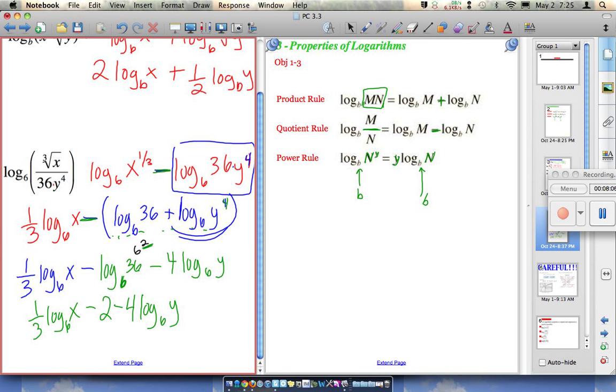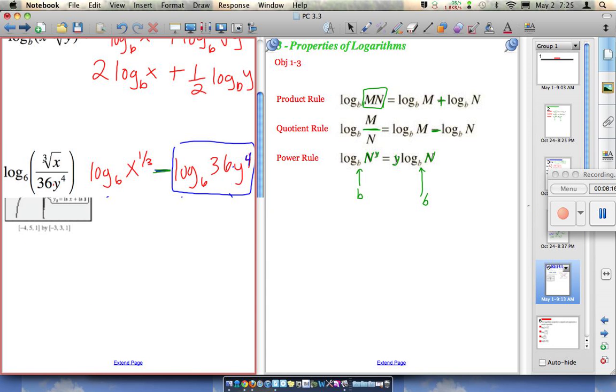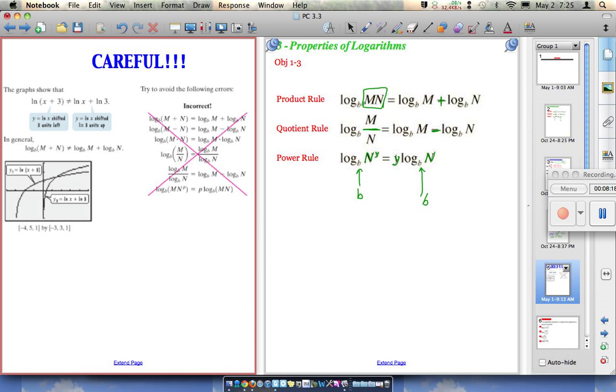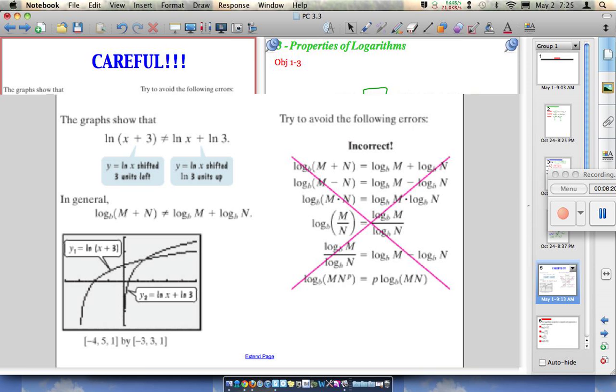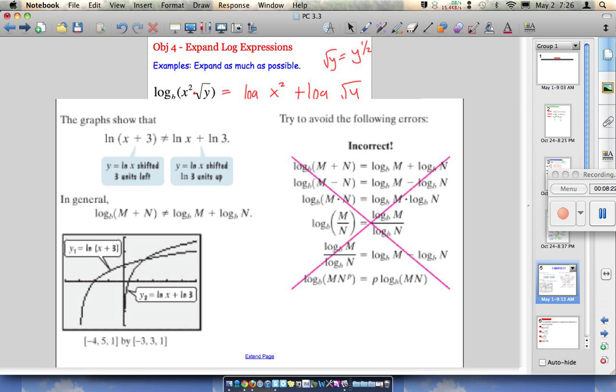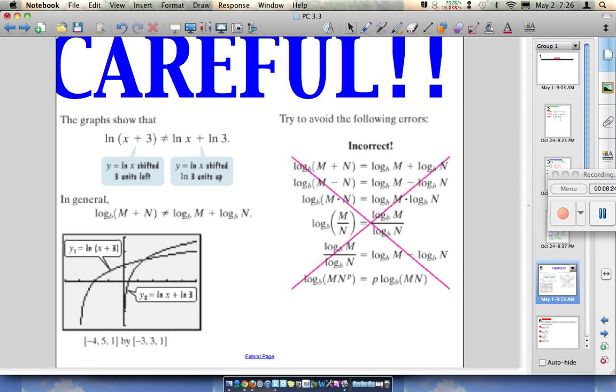So expanding will help me simplify and clean things up, and it will also help me solve equations on occasion. So be prepared to expand, and that will be what your assignment is on in this section. So key things here. You have got to be careful. You have got to be careful. You cannot use basic arithmetic rules like the distributive property. So it is not equal if there is a sum inside.